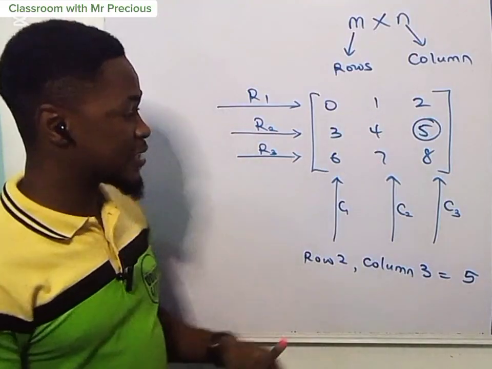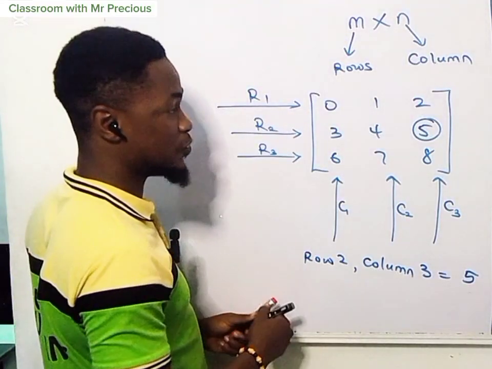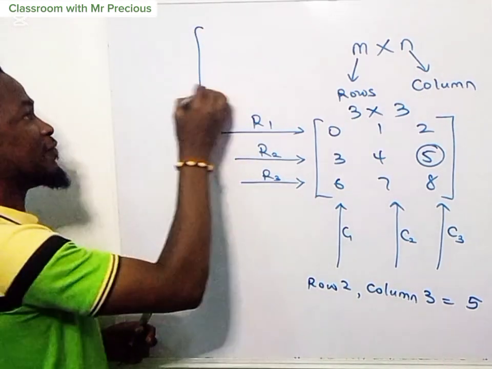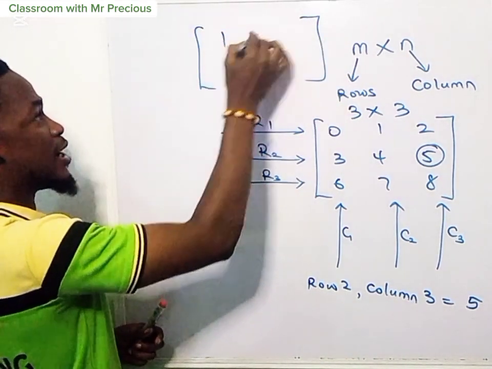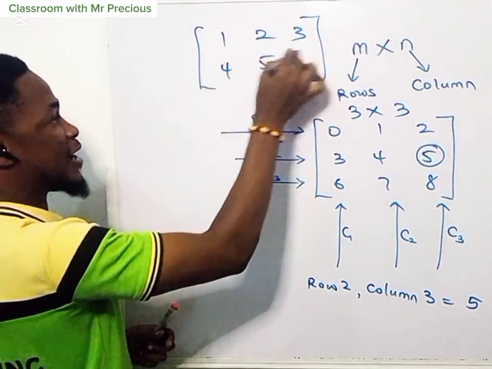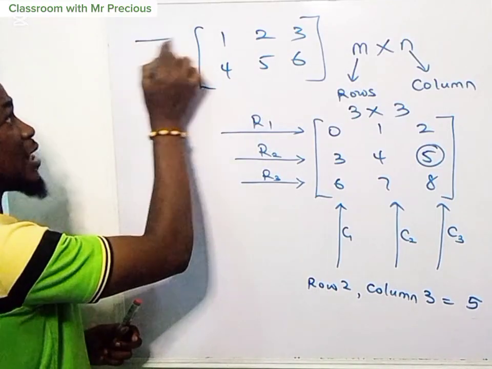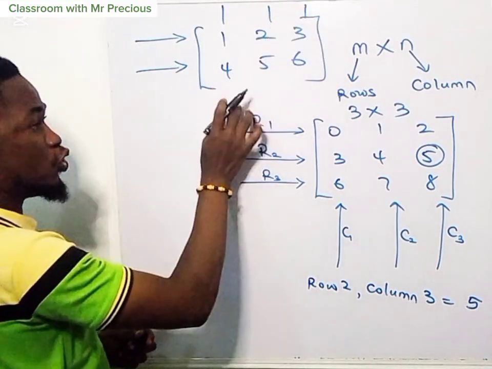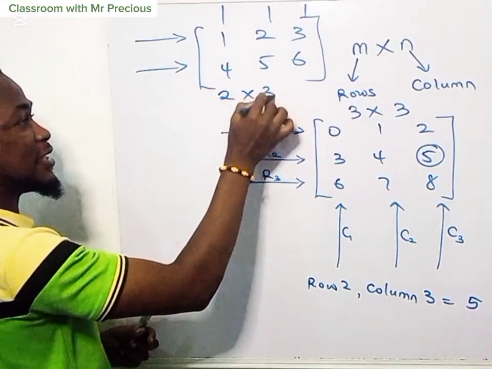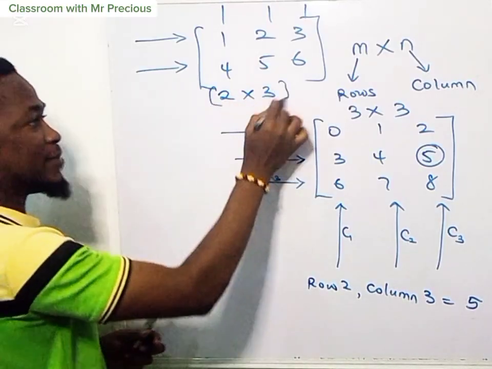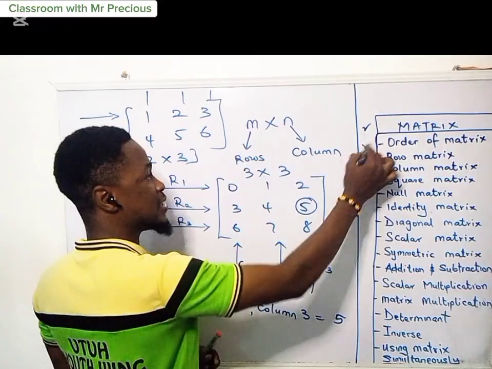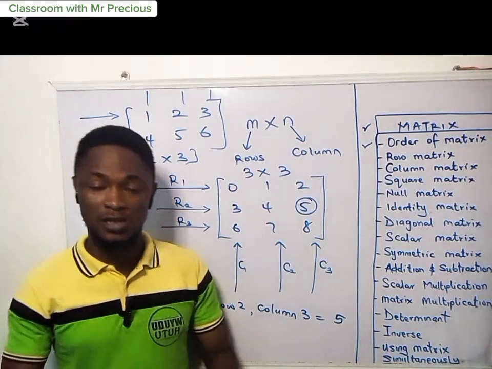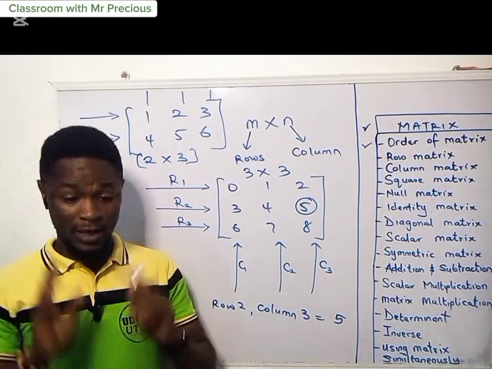So in this case, since it has 3 rows and 3 columns, this is a 3 by 3 matrix. What if you have a matrix like this? 1, 2, 3, 4, 5, 6. You can see that this one has how many rows? 2 rows and 3 columns. So you call it a 2 by 3 matrix. So the order of any matrix is represented by m by n, and the m is the rows and the n is the columns. Very simple.